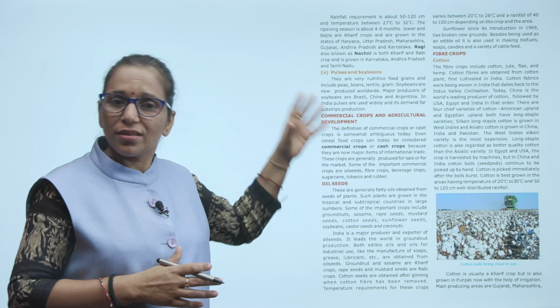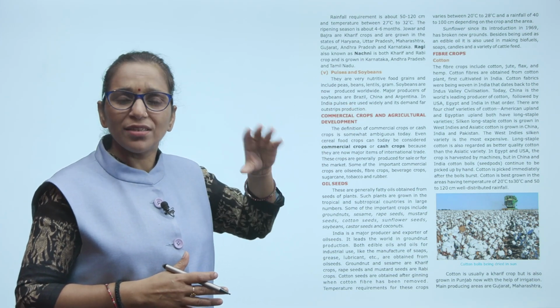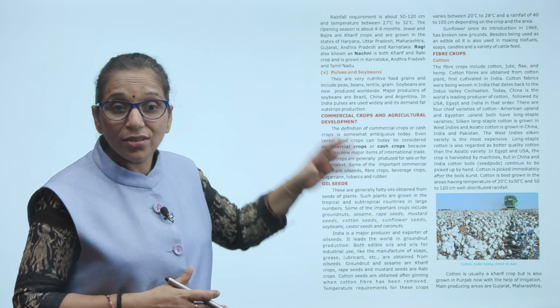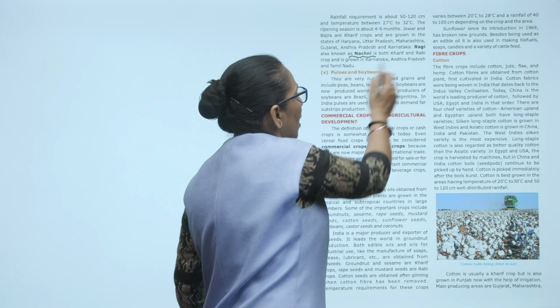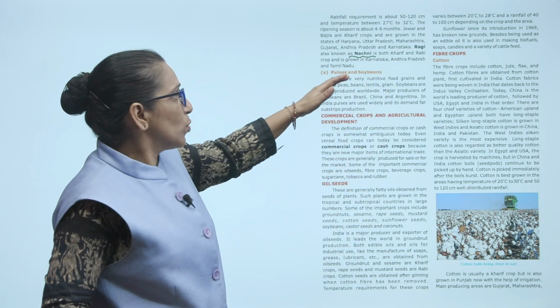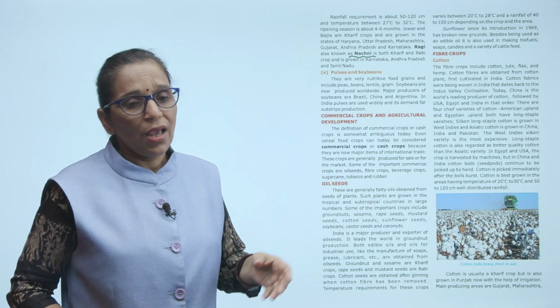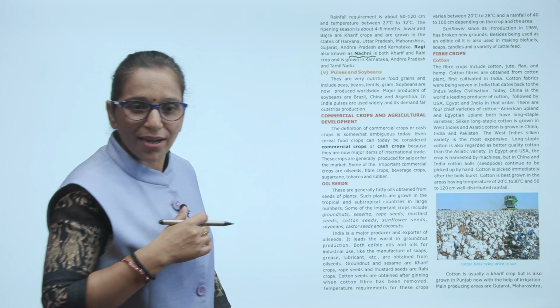Jowar and bajra are the kharif crops, and they are grown in the states of Haryana, Uttar Pradesh, Maharashtra, Gujarat, etc. Ragi, also known as nachni, is both a kharif and rabi crop grown in Karnataka. Means ragi can grow in the kharif season as well as in the rabi season, and grows in Karnataka, Andhra and Tamil Nadu.